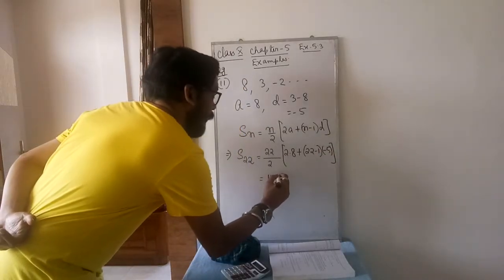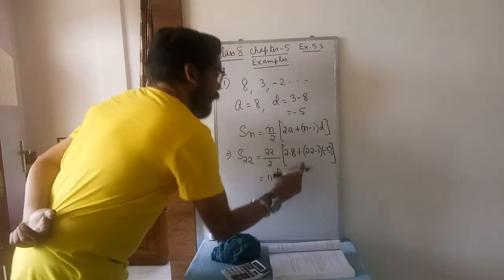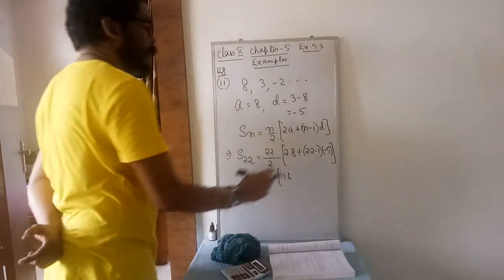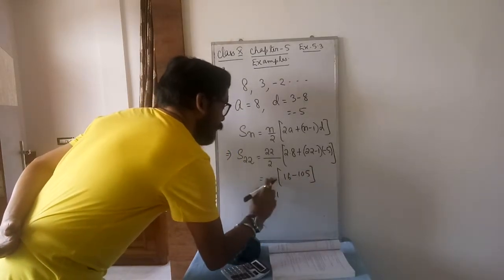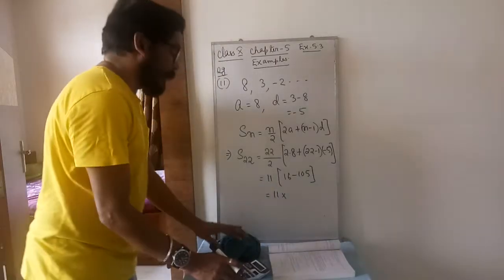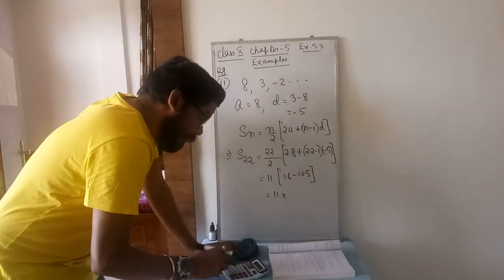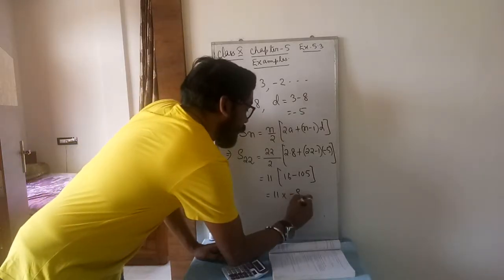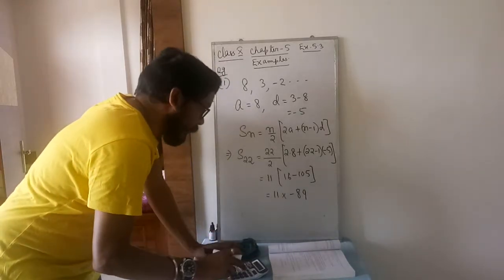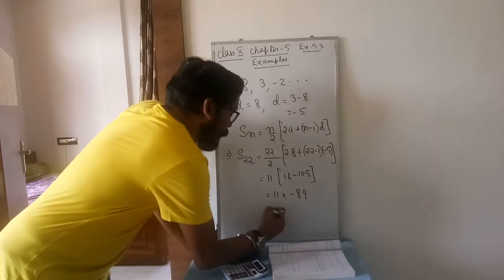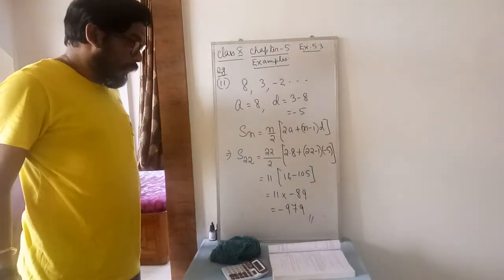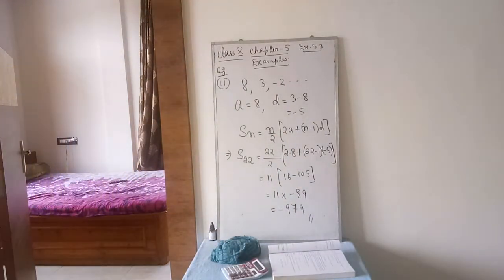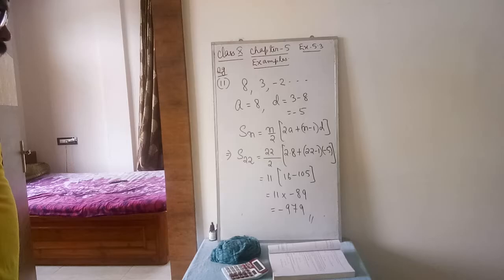Here you can cancel 11. 2a is 16, 22 minus 1 is 21, 21 into minus 5 is minus 105. So it is 11, and between 11 and the bracket there is no sign, so it is into (16 minus 105), which is minus 89. If you multiply minus 89 into 11, it is minus 979. Take the screenshot of this. It is minus 979.